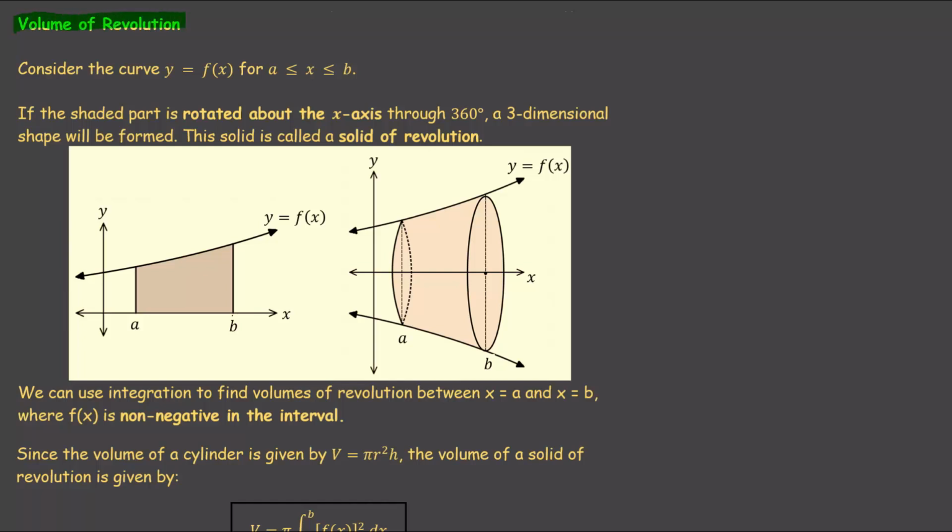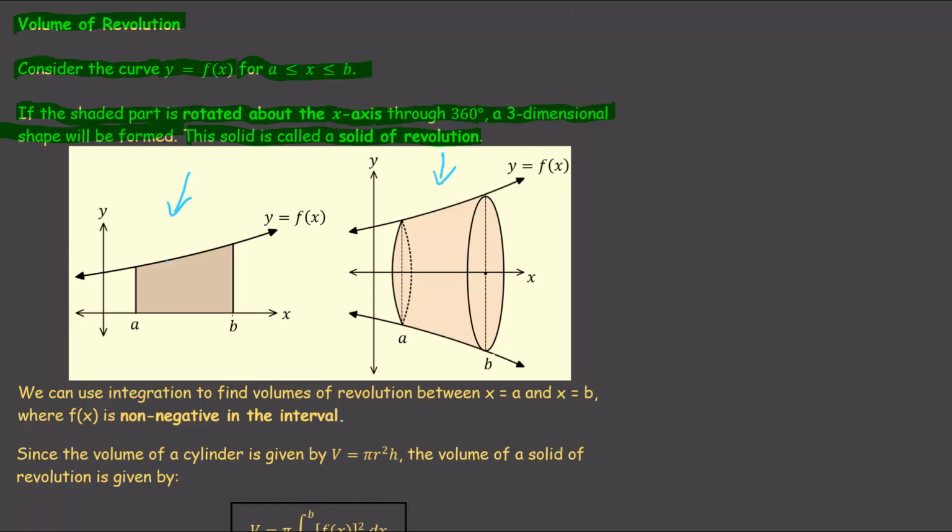Volume of revolution. Consider the curve y equals f of x for x between a and b, as shown in the diagram just here. If the shaded part is rotated about the x-axis through 360 degrees, a three-dimensional shape will be formed. This solid is called a solid of revolution, and we can see that in the second diagram.